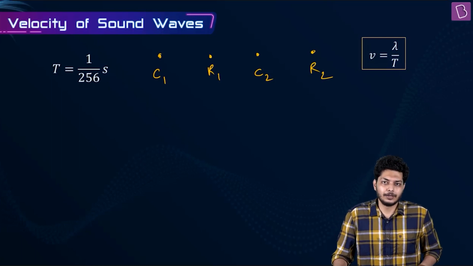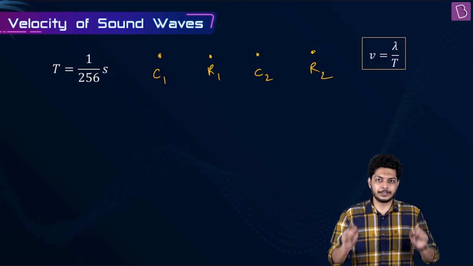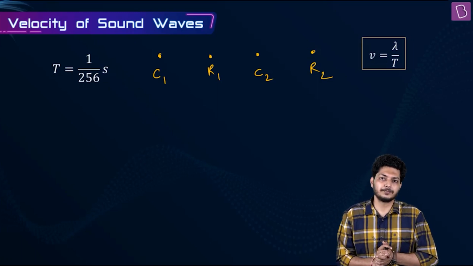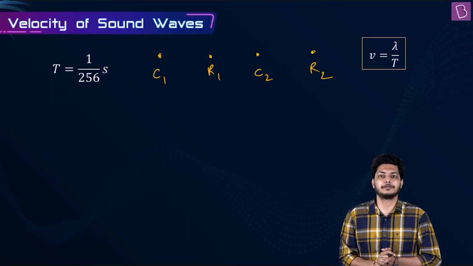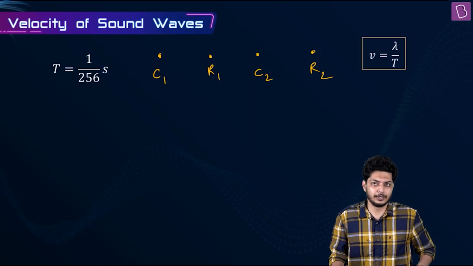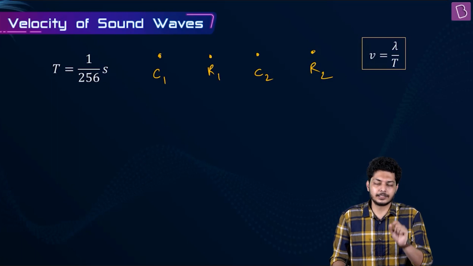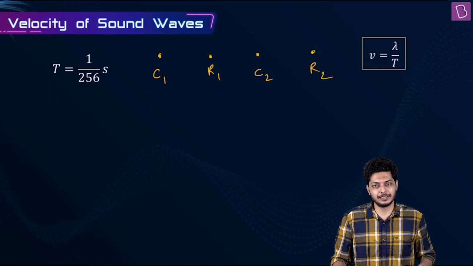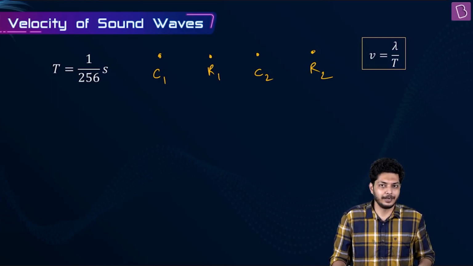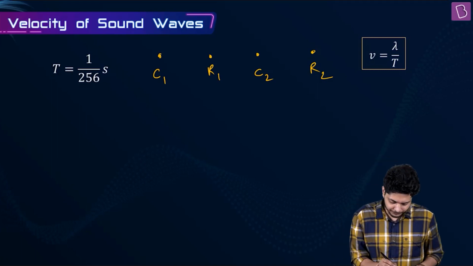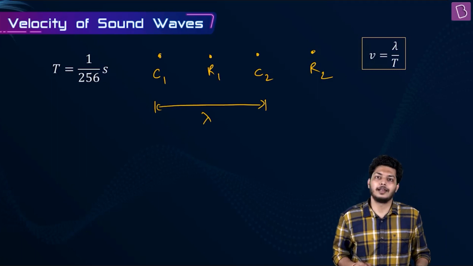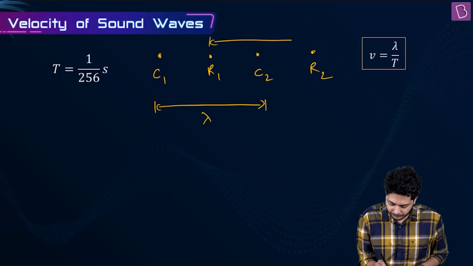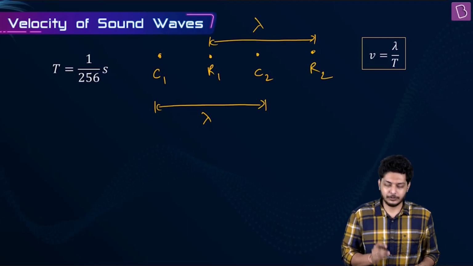Wavelength is the distance between two adjacent compressions or two adjacent rarefactions. I'll repeat this statement once more. Wavelength is the distance between two adjacent compressions or two adjacent rarefactions. Now, if you look at the diagram, the length C1 C2 is equal to lambda. The length R1 R2 is equal to lambda.